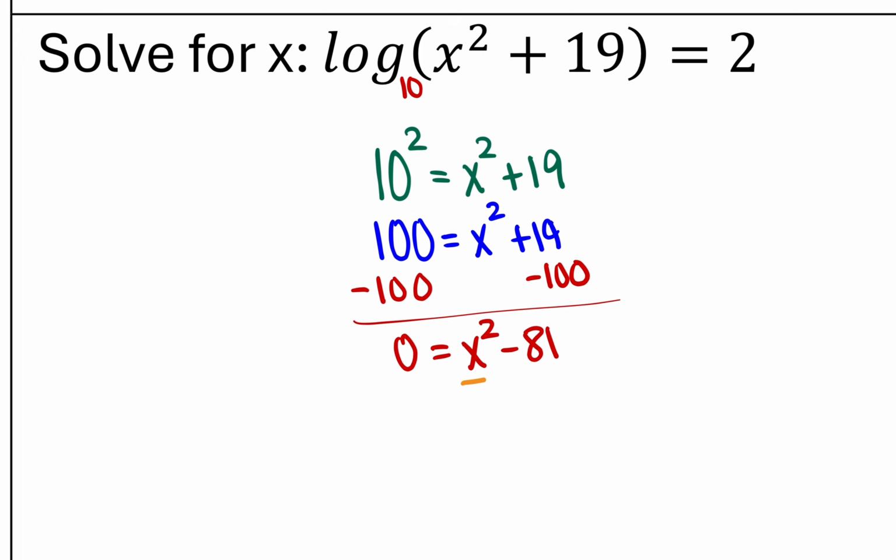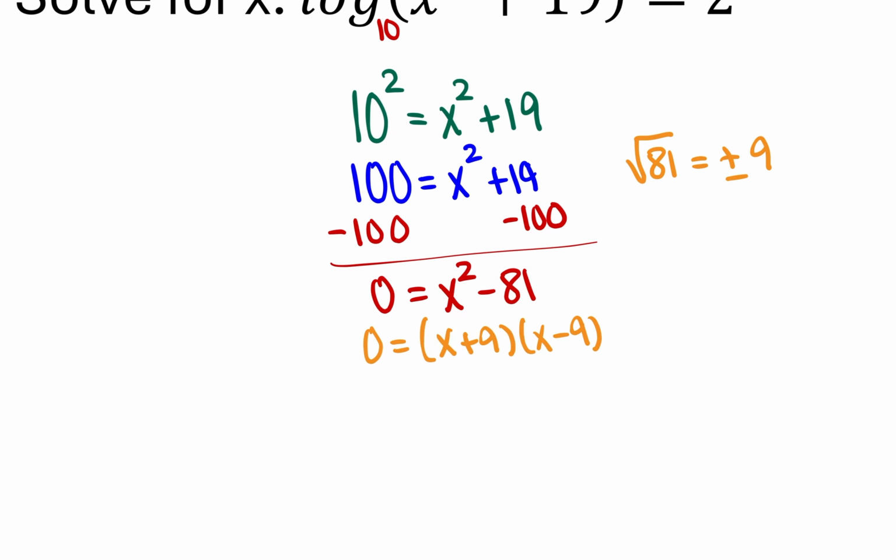So I do what? I take the square root of the constant. I have 81, so this will give me plus or minus 9, as the following factors for the difference of squares. So now I have what? x plus 9 times x minus 9. I will then set these two factors to be equal to 0. So I have x plus 9 equals 0, and I have x minus 9 is equal to 0.